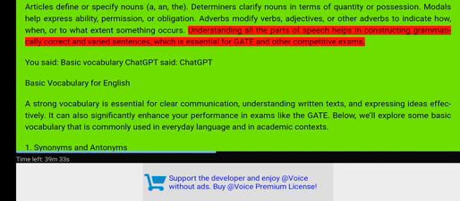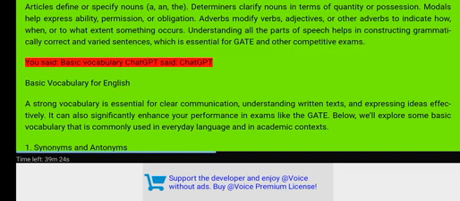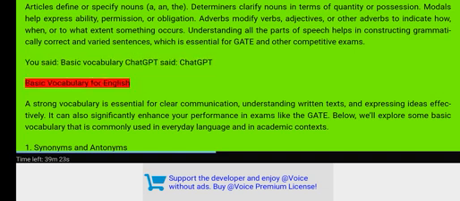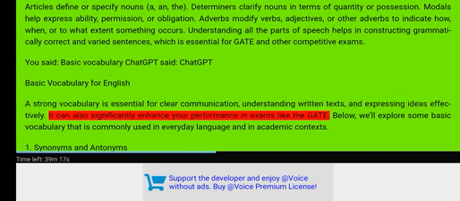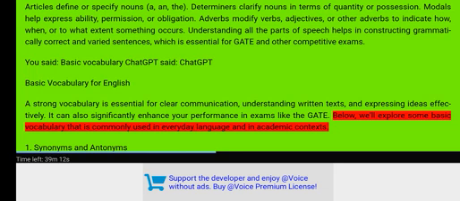Basic vocabulary for English. A strong vocabulary is essential for clear communication, understanding written texts, and expressing ideas effectively. It can also significantly enhance your performance in exams like the GATE. Below, we'll explore some basic vocabulary that is commonly used in everyday language and in academic contexts.